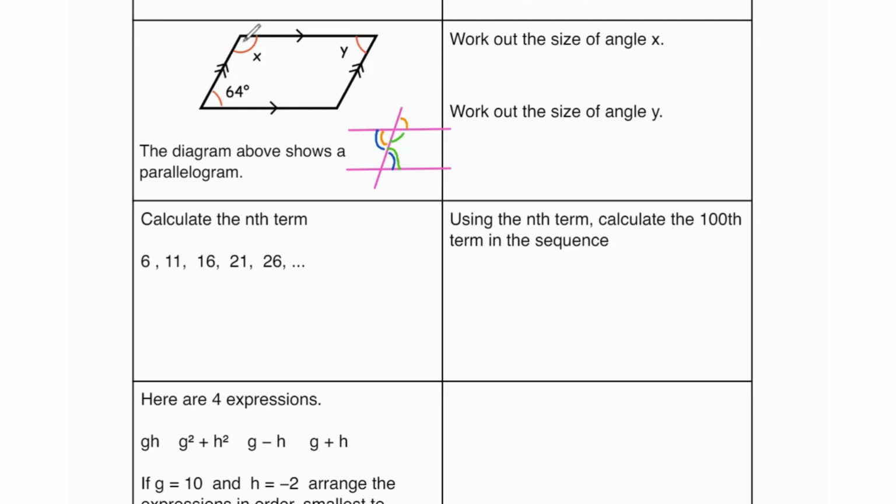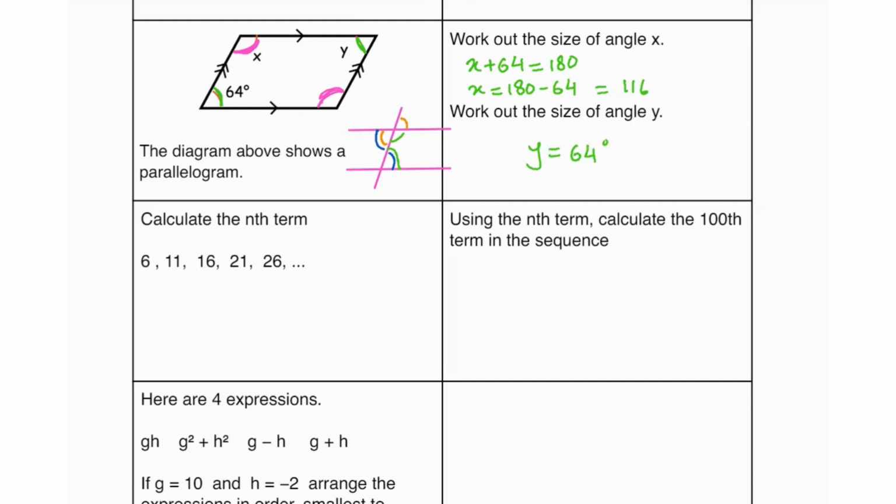So over here, X and 64 are co-interior angles. So X plus 64 is going to be equal to 180. So it means X is going to be equal to 180 minus 64, which basically equals 116. We need to remember another property for parallelograms. In parallelograms, opposite angles are equal, which means this angle is equal to this, and this angle is equal to this angle, which means for Y, it's going to be 64.